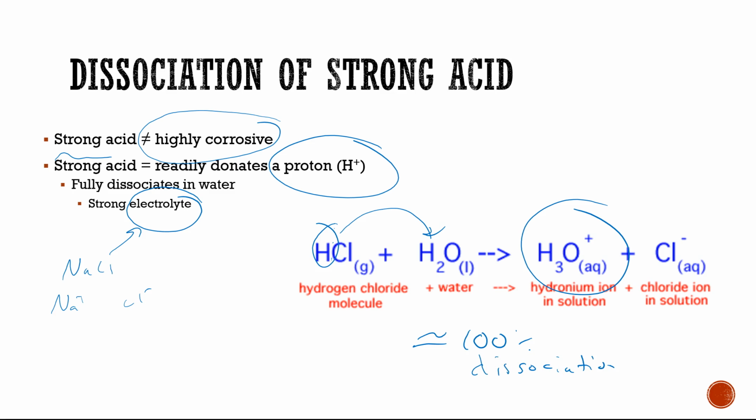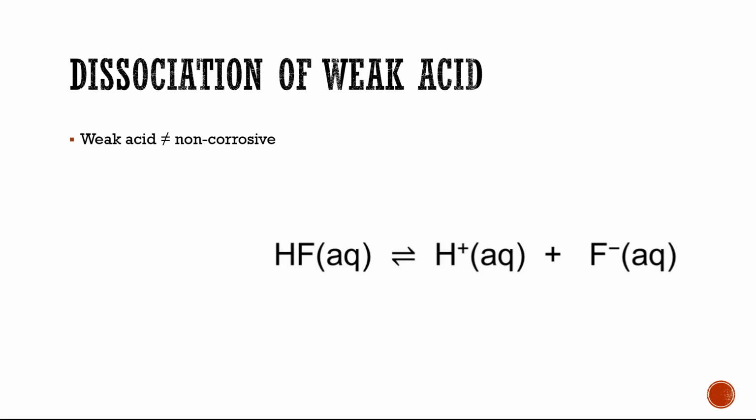Darn near 100% dissociation of hydrogen chloride. Therefore, when we get full or nearly full dissociation, we would call it a strong acid. And again, whether or not it is a corrosive material is not determined by this term strong or weak acid. All right, moving forward. Weak acid, again, a reminder, just because we say weak acid does not mean it's non-corrosive.